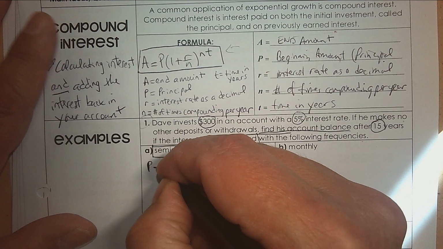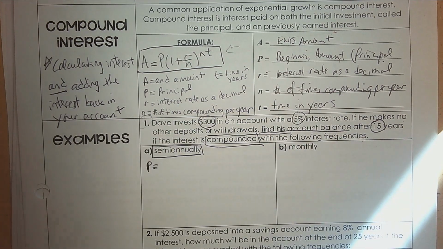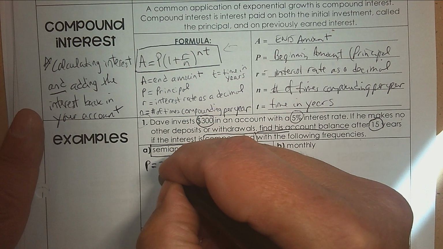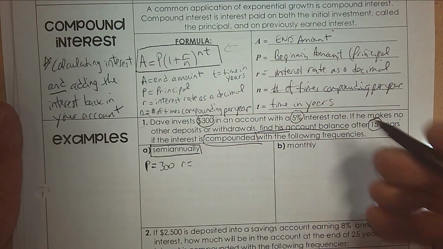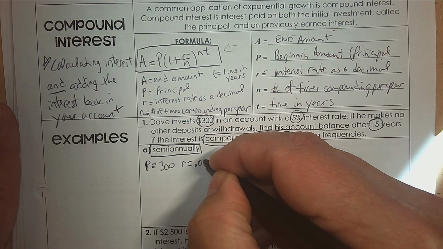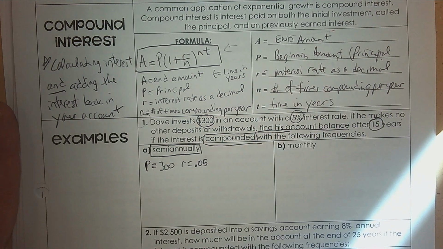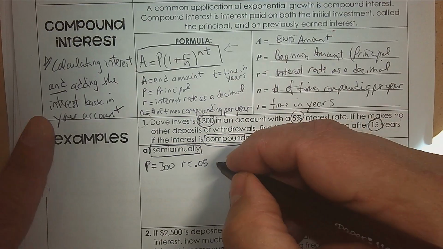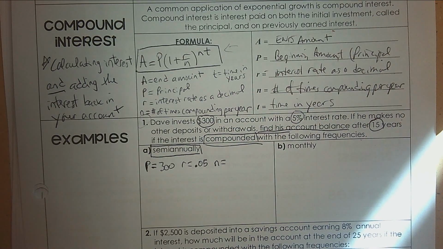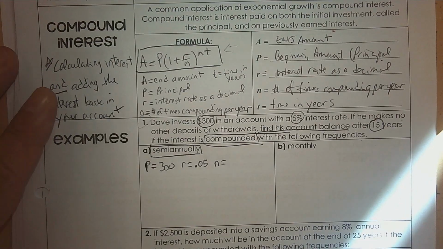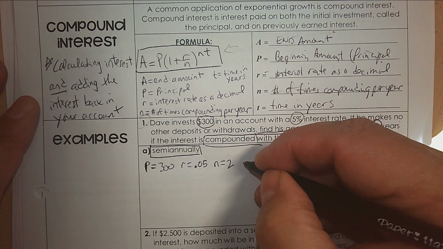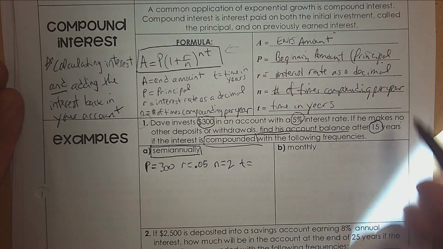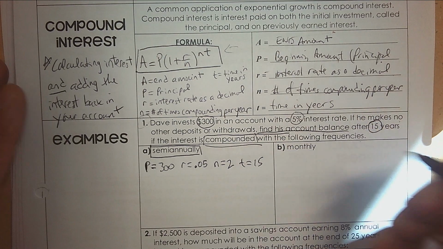First, P is the principal. What is the beginning amount that Dave has? 300. Next, the interest rate as a decimal is 0.05. Next, N. How many times per year is interest compounded? So semi-annually means how many times a year? Twice, exactly. And then lastly, T, how many years will it be in there? 15 years. And that's all you needed to know.